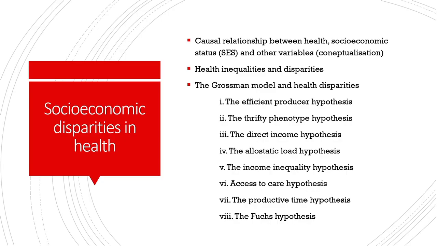We have already been introduced to the Grossman model of health, and we will see how the Grossman model has been used to understand health disparities by discussing some of the hypotheses that I have listed on the screen. There is the efficient producer hypothesis, thrifty phenotype hypothesis, direct income hypothesis, and so on and so forth. So, we will take up each of these hypotheses one by one.